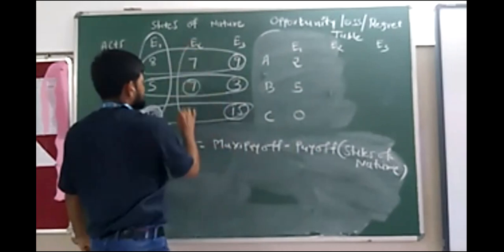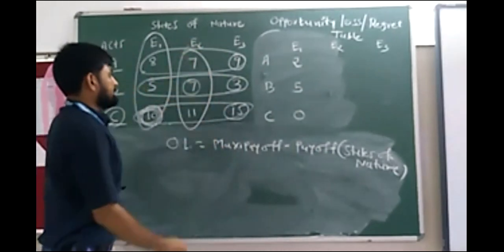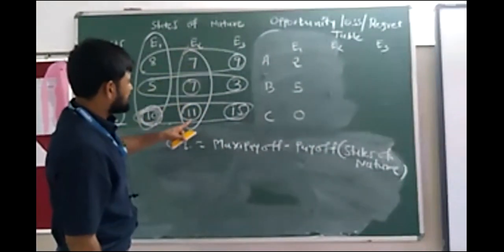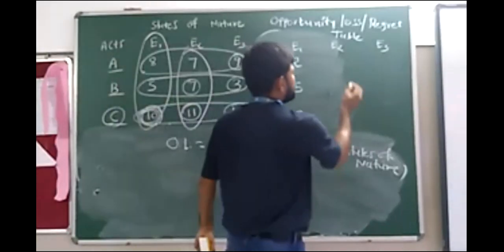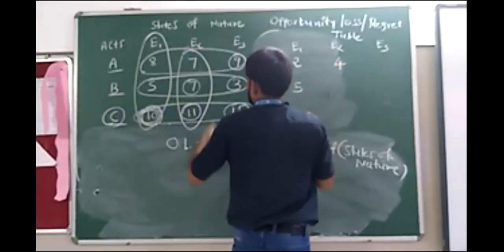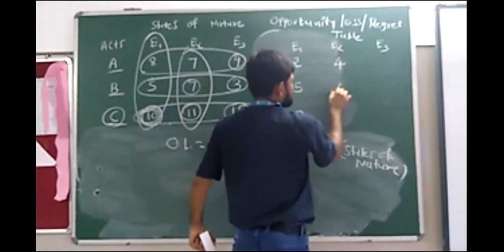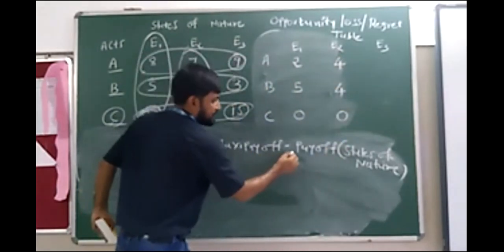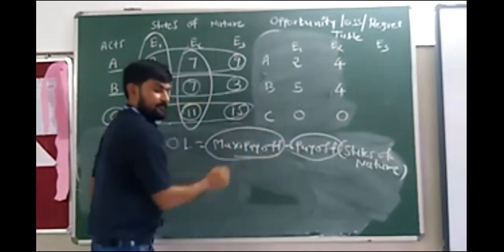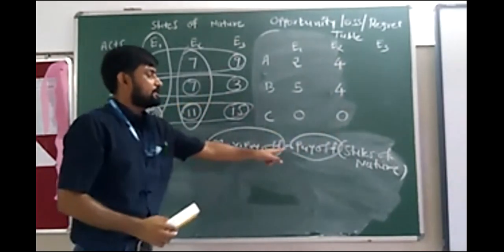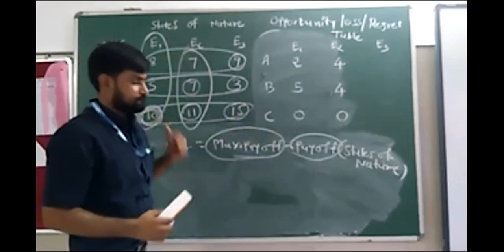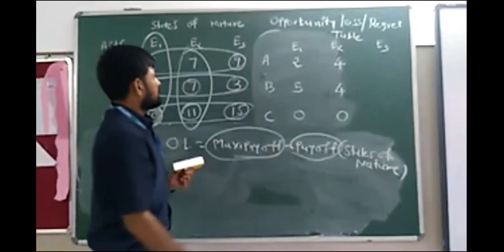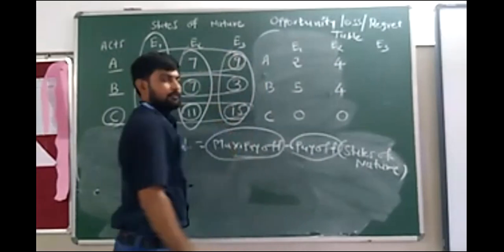Like that, we'll find the opportunity loss for the second column, and in the second column again the maximum payoff is 11. So we'll subtract all the elements from 11. 11 minus 7 is equal to 4, and 11 minus 11 is equal to 0. Mind well, we have to subtract the elements from the maximum only. So first we'll write the maximum, and after the minus sign we'll write the elements. So it will always come in positive integers. Like that we can find it for the third column.